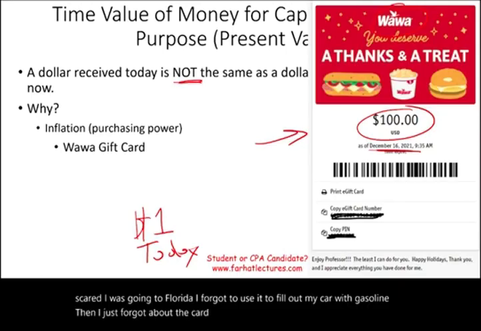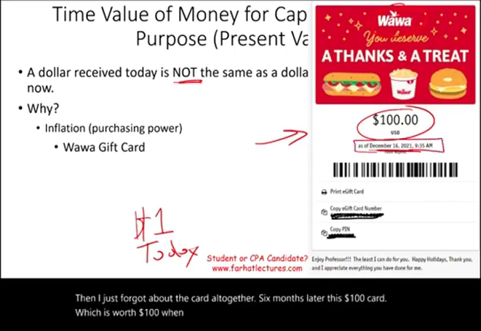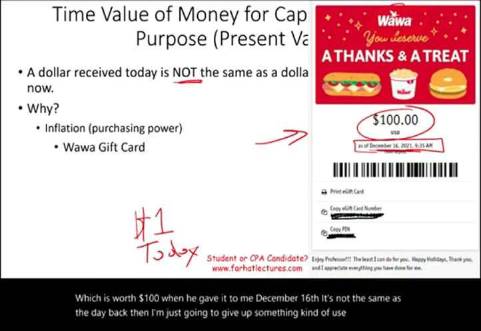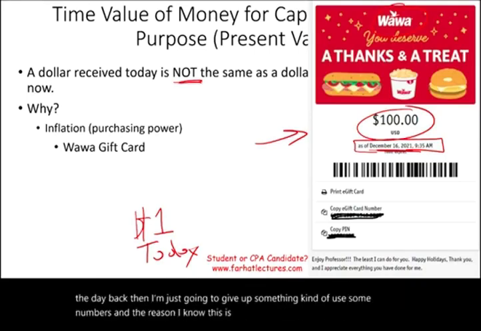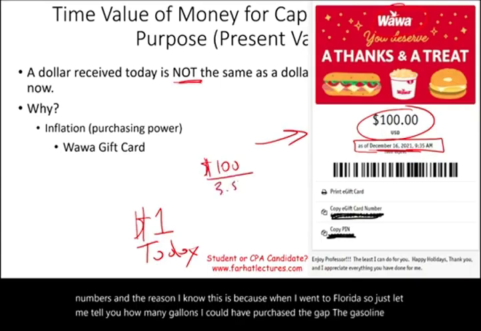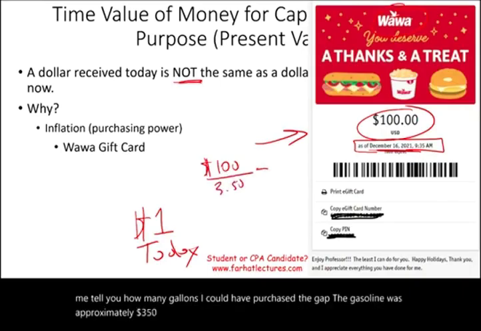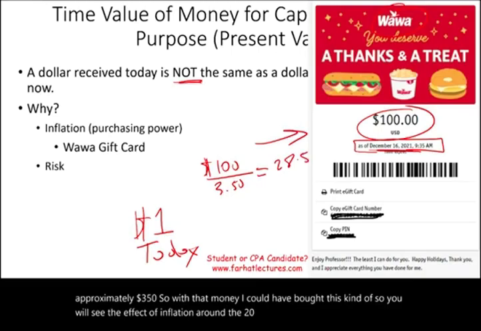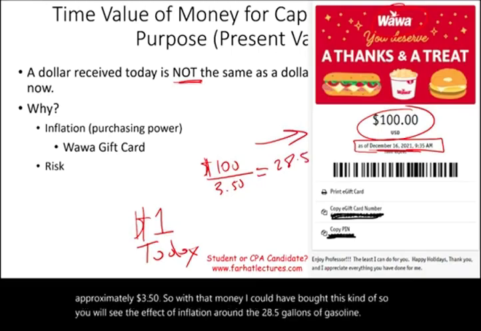Six months later, this $100 card, which was worth $100 when he gave it to me December 16th, is not the same as today. The reason I know this is because when I went to Florida, let me tell you how many gallons I could have purchased. The gasoline was approximately $3.50. So with that money, I could have bought, so you will see the effect of inflation, around 28.5 gallons of gasoline.